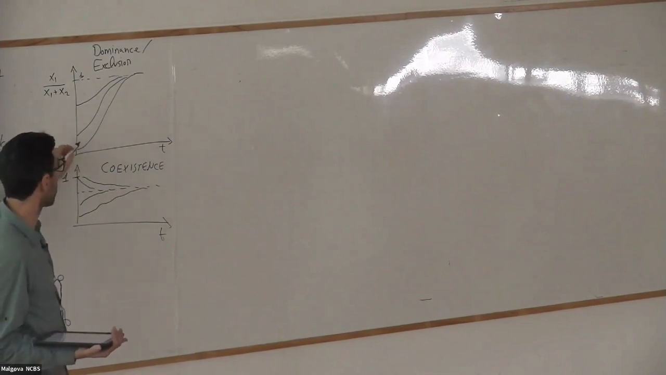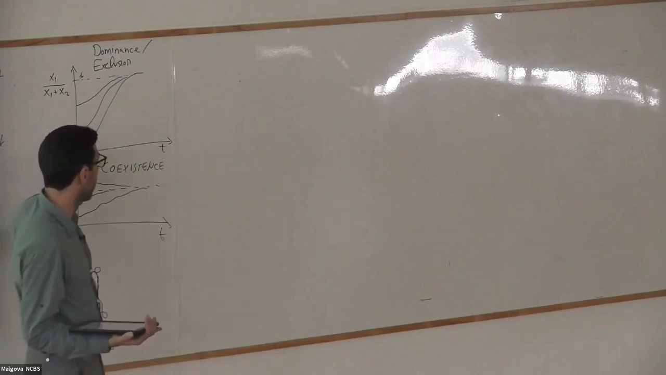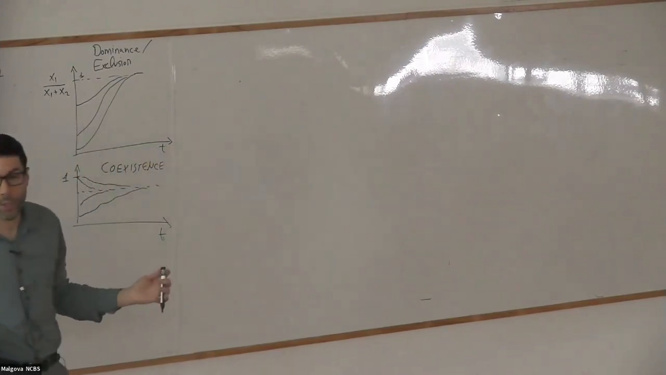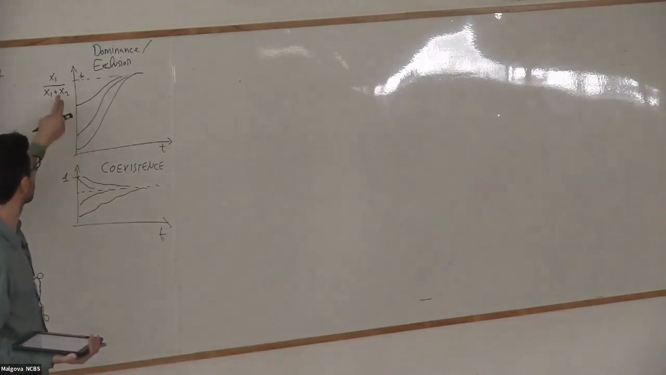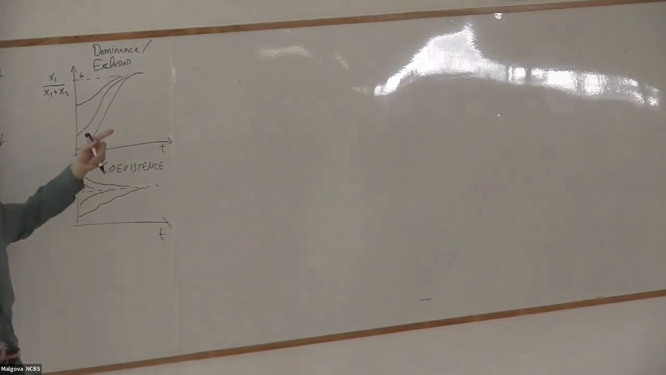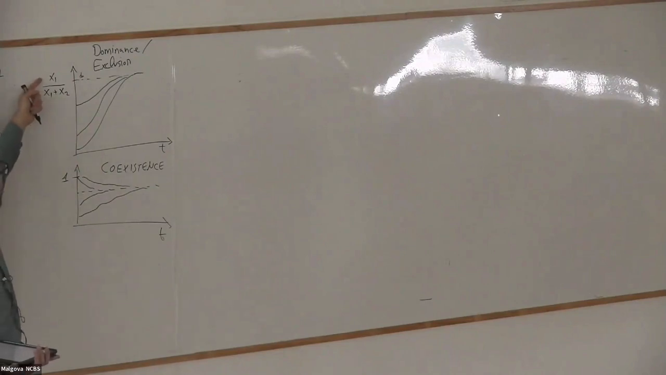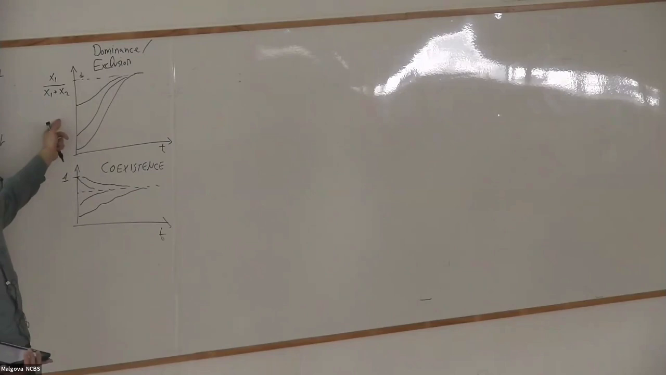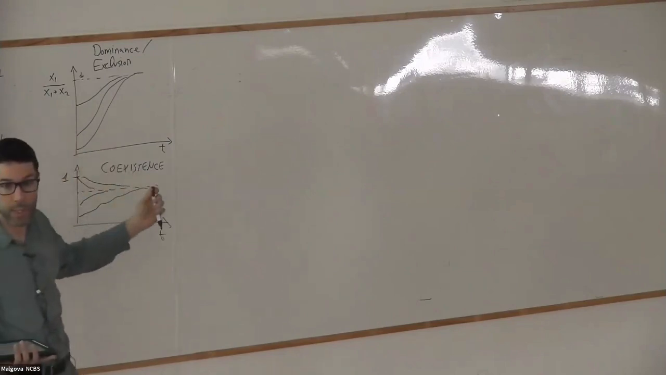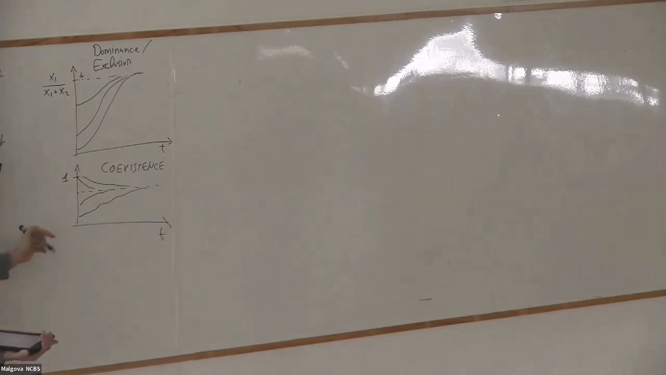One way in which we can plot the trajectory of the system is by thinking not only about the abundance of one species, but about the fraction of the species. So this is how much I find of species one relative to the total amount of individuals in the system from both species.